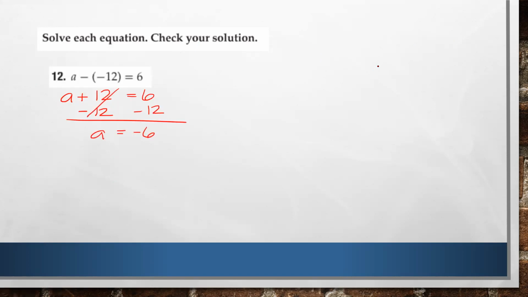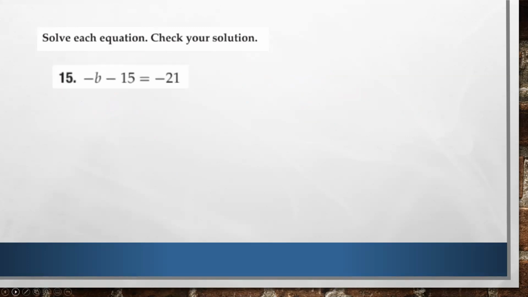All right, it is a good idea to check your answers to make 100% sure your answer is correct. So if we put negative 6 in for a in a minus negative 12, we should get 6. Okay, so again, I'm going to add the opposite here. So this becomes negative 6 plus positive 12. Okay, and if I have 6 negatives and I add 12 positives, I end up with positive 6. So 6 is equal to 6, so I know 100% I am correct. Okay, so it might be a good idea for your test to take maybe another extra minute to check your answer to make sure you have the correct solution.